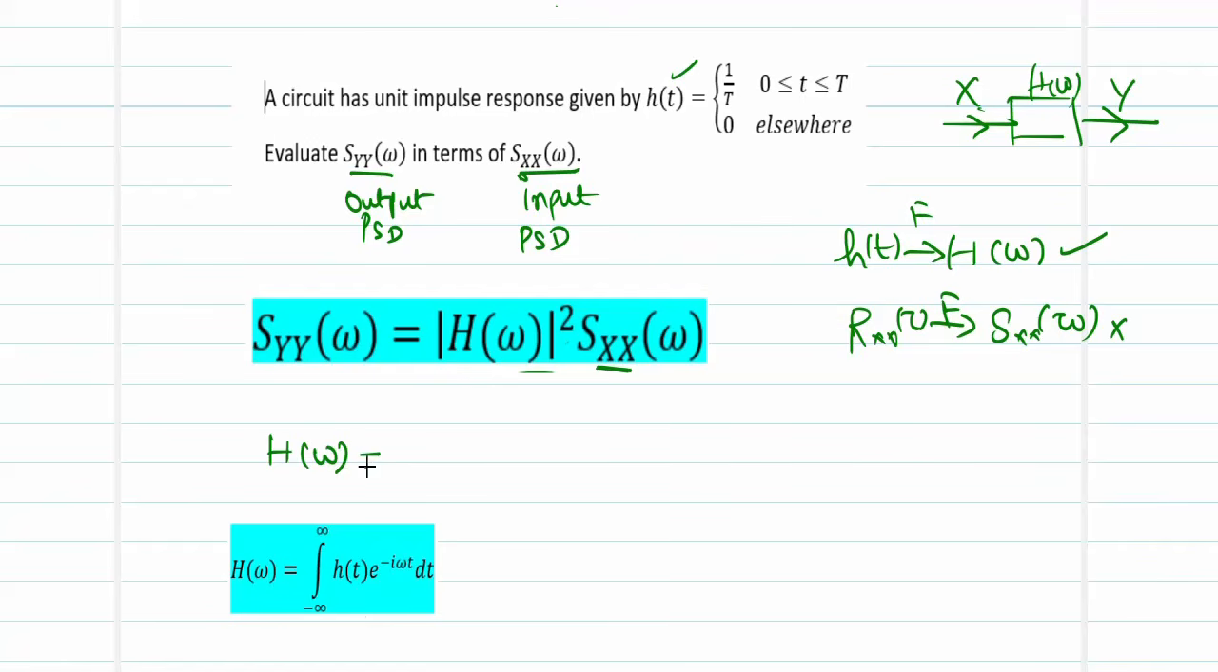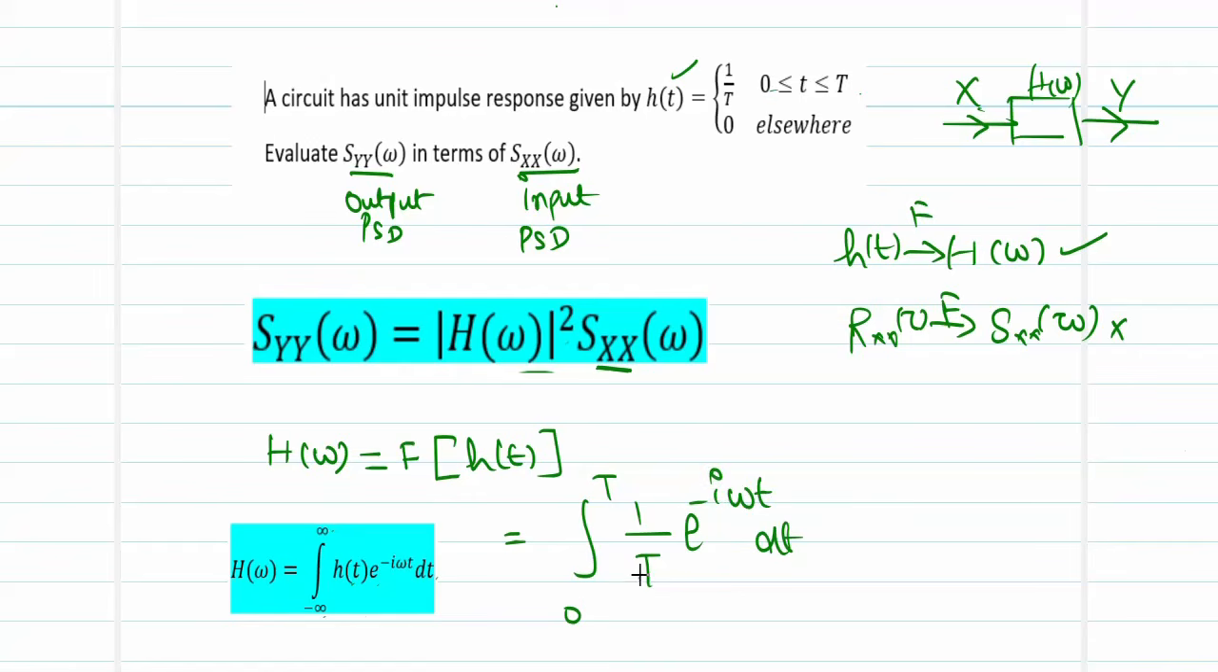We need to recollect that capital H of omega is nothing but the Fourier transform of my small h of t. And what is the formula for the Fourier transform? Integral from minus infinity to infinity of h of t e power minus j omega t dt. Now what is the limit which has been given to us? The limit is from 0 to T, and the input is 1 by T, e power minus j omega t into dt. This 1 by T is a constant, so let me pull it outside. E power minus j omega t on integration with respect to the variable t gives you e power minus j omega t divided by minus j omega. Now apply the limit between 0 to T.